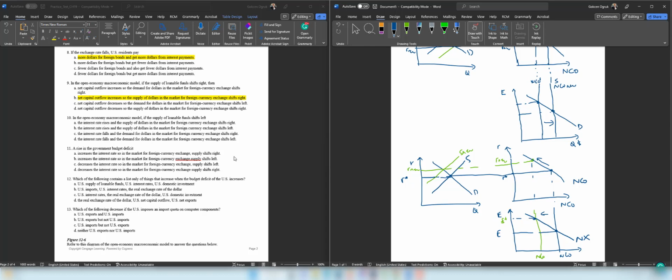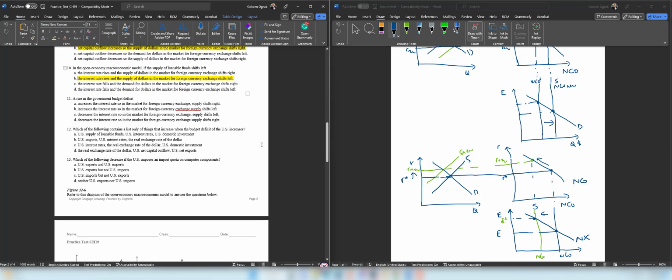So we need to find the right answer. In the open economy macroeconomic model, if the supply of loanable funds shifts left, we know that the interest rate rises, yes, from the first figure, okay? And the supply of dollars in the market for foreign currency exchange, which is this one, shifts to the left. Therefore, the right answer is B.